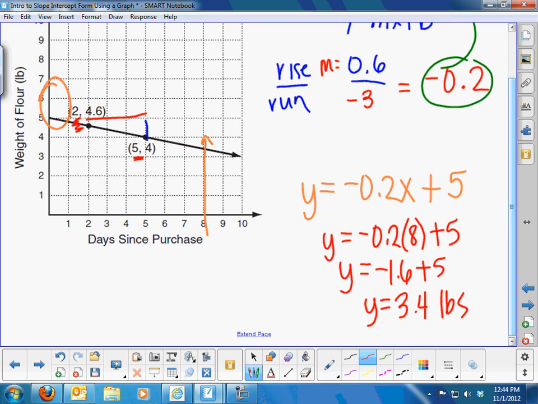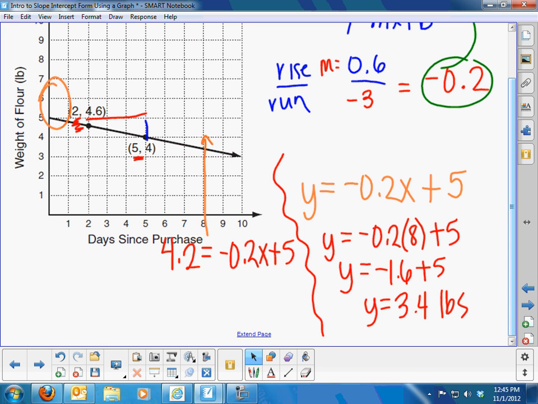Similarly, if I want to know how many days since I purchased would the weight of the flour have been 4.2 pounds? Well, now I'm talking about the weight, which is the y, so I would plug in 4.2 for my y, and then I would be solving for x. We all can solve that equation for x. That tells me how many days since purchase the weight is going to be 4.2.